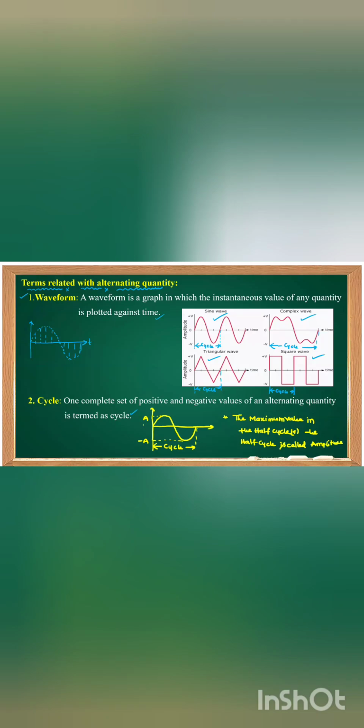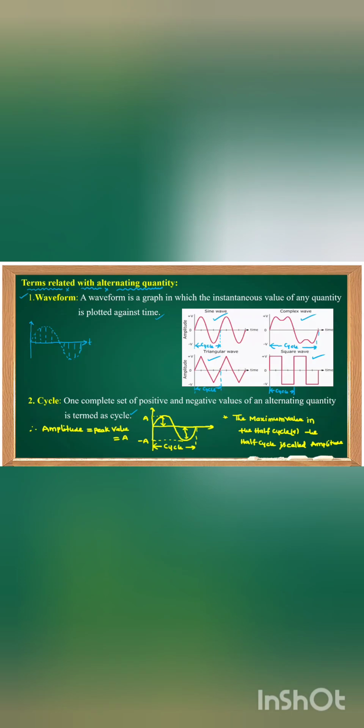Here A equal to amplitude. This in positive half cycle, this is called amplitude. In negative half cycle, this is called amplitude. Amplitude is also called peak value. Amplitude or peak value equal to A. Or you have negative half cycle minus A, positive half cycle plus A.